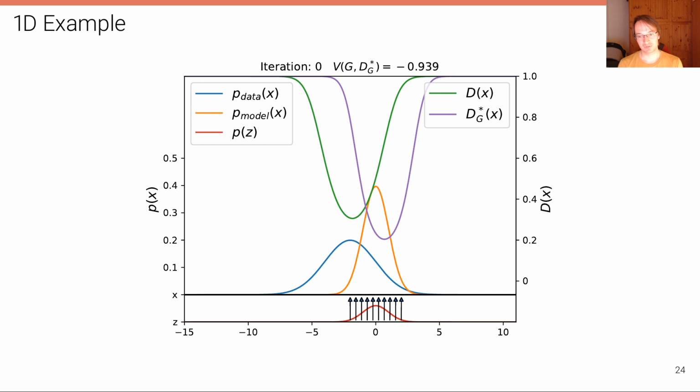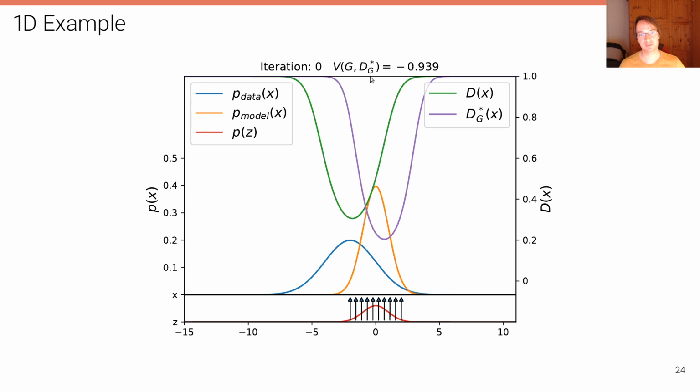So in order to illustrate that indeed training D only for a few iterations leads to a discriminator that roughly approximates the optimal discriminator D star, I've now included, for this very simple example where it's possible to actually calculate D star, the plot of D star in purple here.